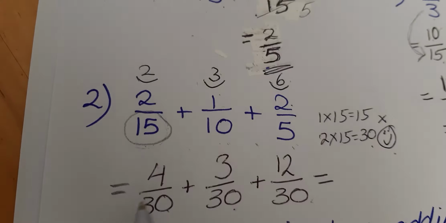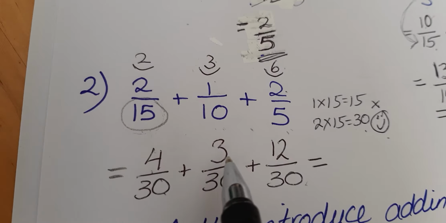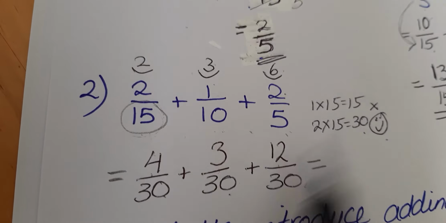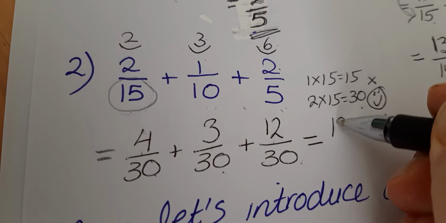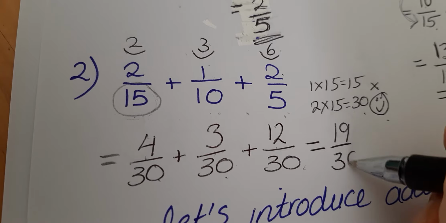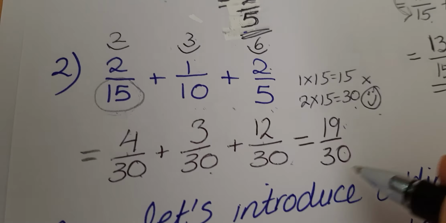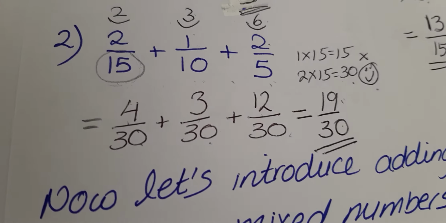Now we're ready to add the numerators. 4 plus 3 is 7. 7 plus 12 is 19. So this is 19 thirtieths. Is there a number that they both divide by? 19 and 30? No, there isn't. That's my final answer.